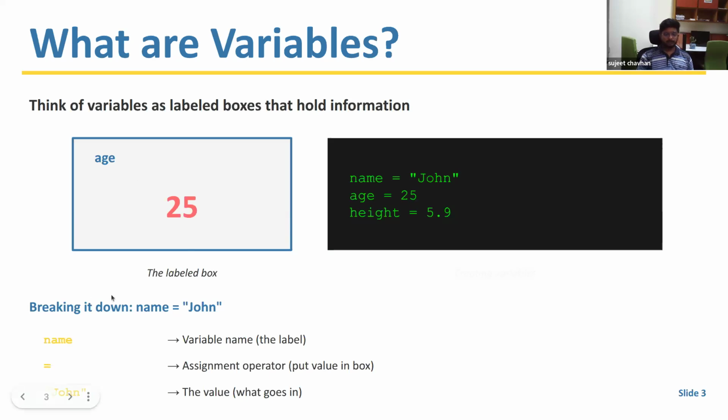So we will break it down as we have already seen. It's written in the slides. So name equal to John. Name is the variable name, the label of the variable. Equals to is the assignment operator. So whenever you write equals to, the right side value will get stored in the left side variable. And John is the value which goes inside. So this is all about variables.